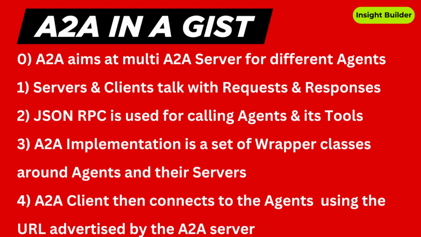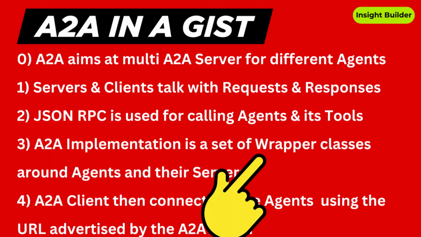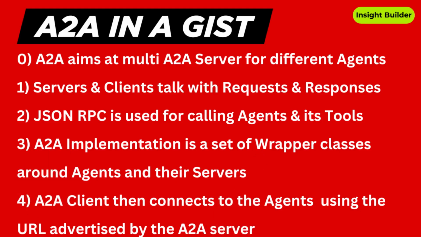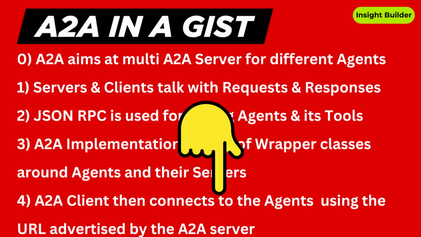A2A Protocol is an HTTP server and client, which connects with agents from different frameworks using JSON RPC. A set of request and response wrapper classes in Python help in this process. It will all become clear once we walk through code. Let's get some basics cleared before that.